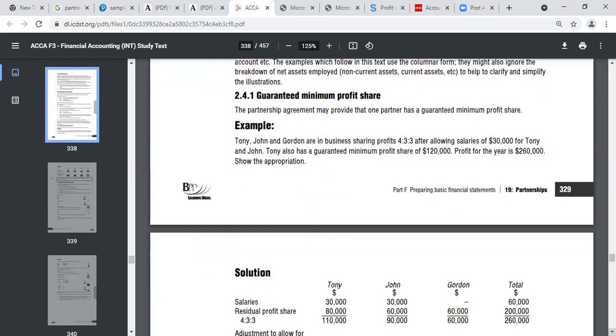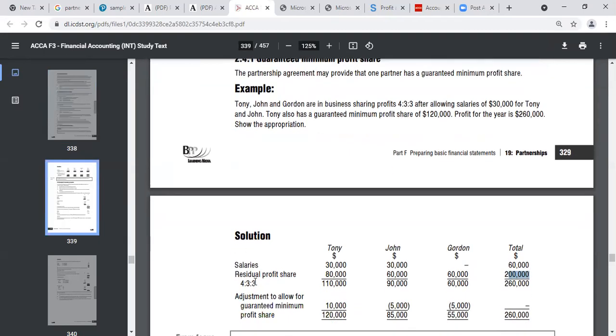So I'll show you this directly here. First, we take into consideration the salaries for Tony and John, which is 60,000. When you remove the 60,000 from your profit, you come to 200,000. Now, the residual profit share is what? It is 4 to 3 to 3.